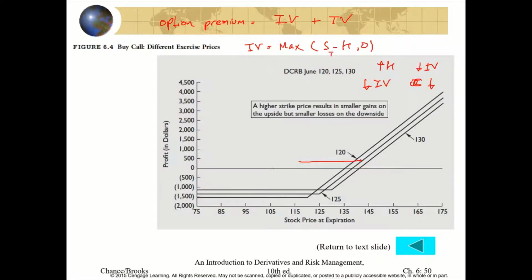For example, on the expiration date, the stock price was 105. All three options are out of the money, but I will lose more in the option with the strike price 120 because I paid a higher premium for that option. My loss will be the lowest for the strike price 130 because I paid a lower premium for that call option.